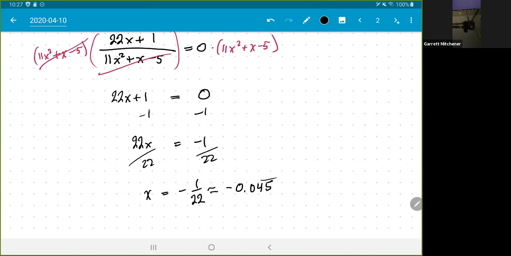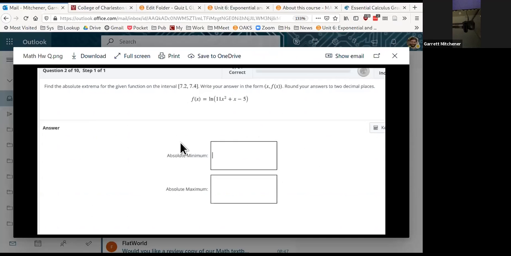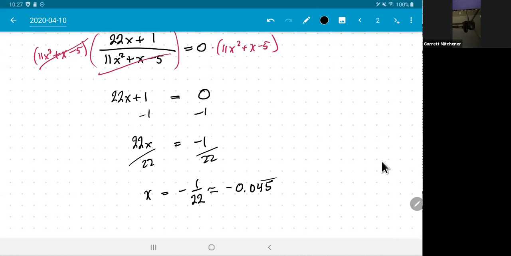Now, if you go back to the problem statement, let's just double check that we've got the right domain here. The domain that we got is from 7.2 to 7.4. Is the critical number in the domain? Nope, the critical number is not in the domain. So we did all of that solving, but the end result was a number that's not in the domain, so we don't have to worry about it.